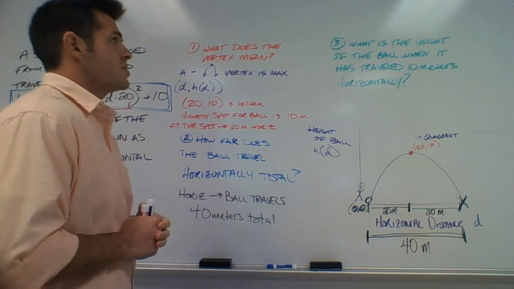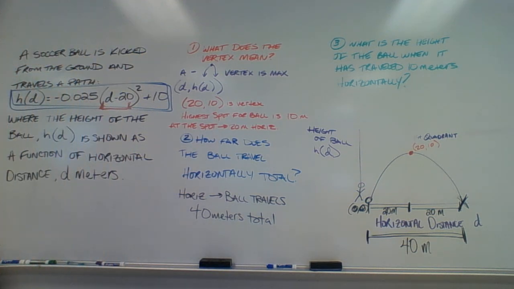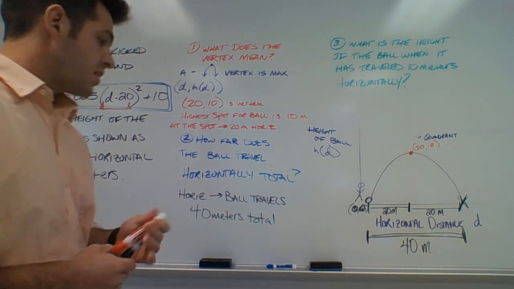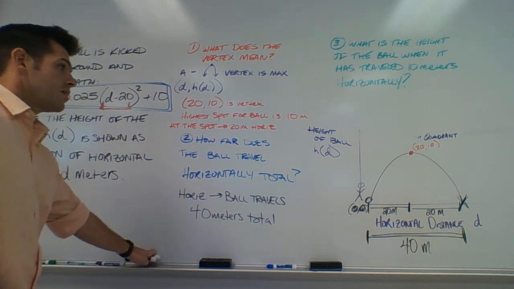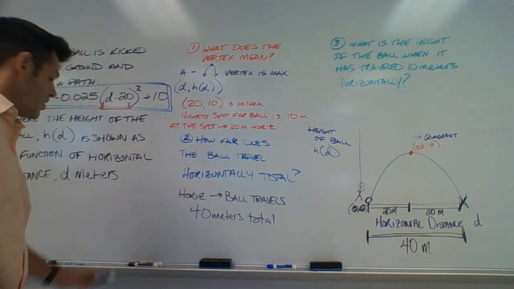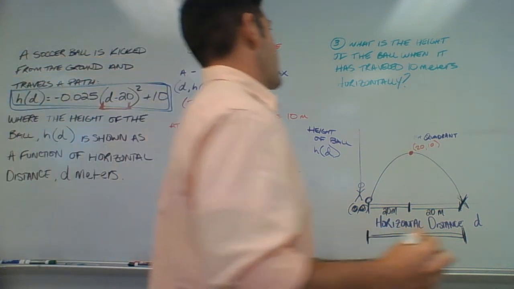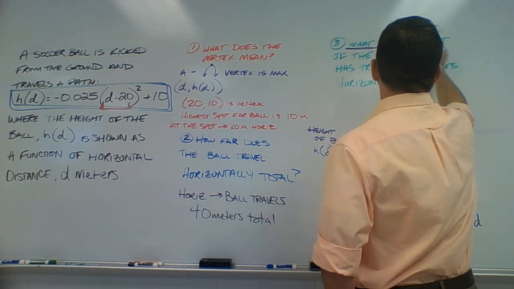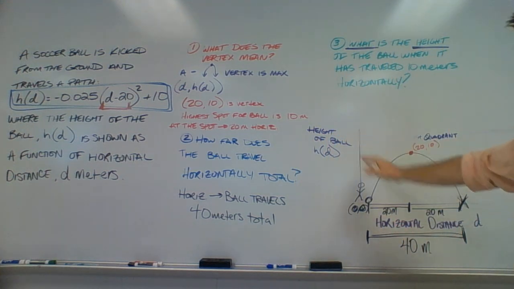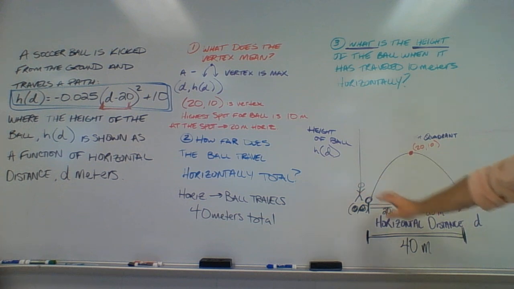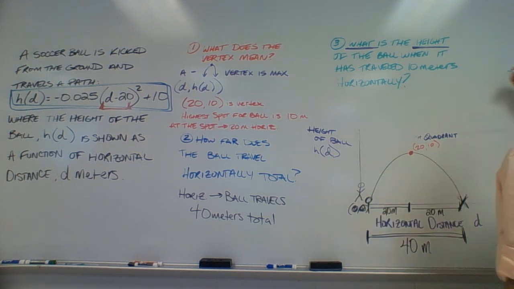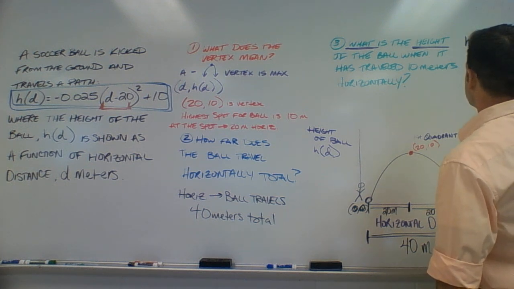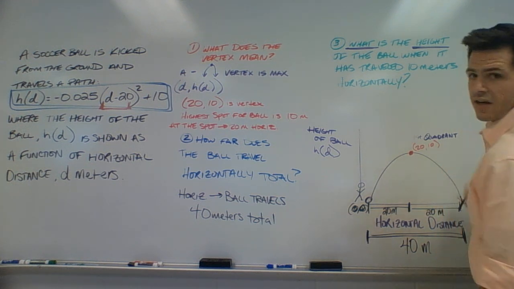Finally, question number 3 says, what is the height of the ball when it has traveled 10 meters horizontally? So it's being very, very specific here. I'm going to go ahead and underline some things. The first thing I want to understand is that it's asking me a question about height. So when it comes to my two variables in the problem, which one's speaking on height? That's h of d. We're going to go ahead and try to figure out a certain spot for h of d.